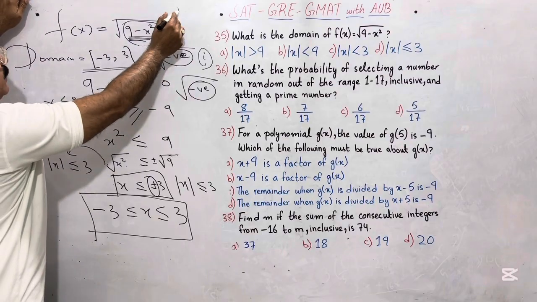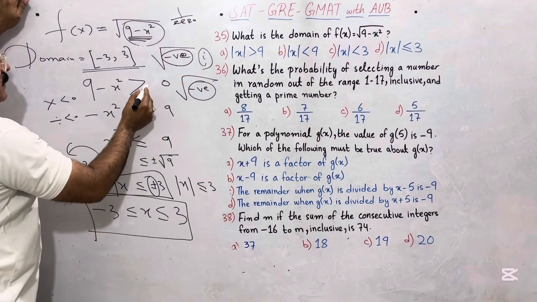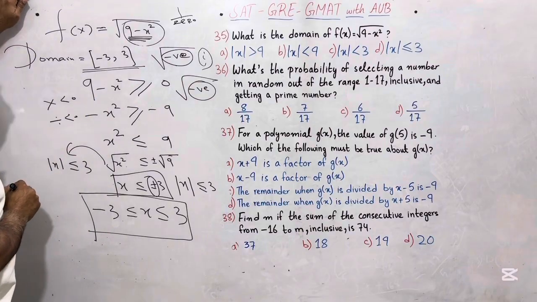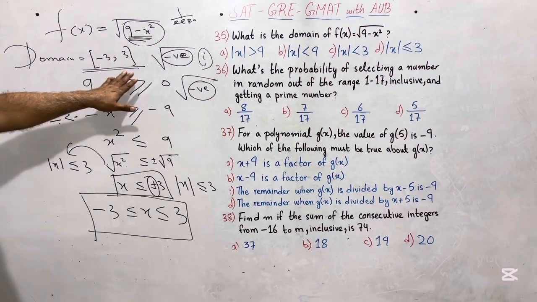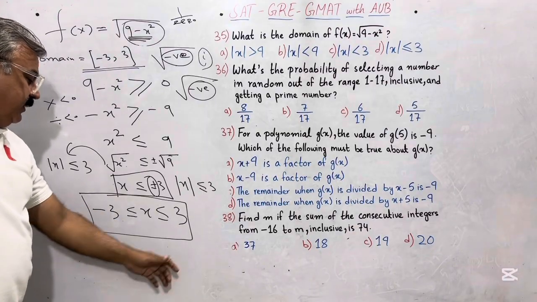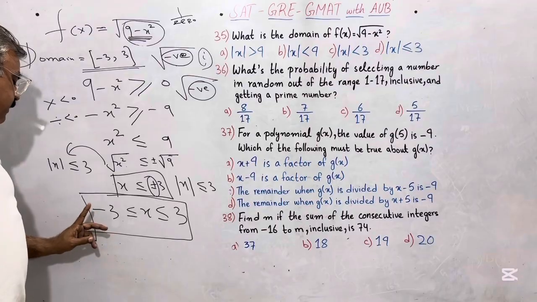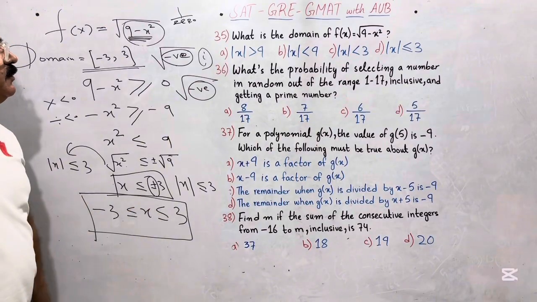Because we cannot afford 0 in the denominator. We cannot divide with 0. So, in that case, our domain is the closed interval from negative 3 to positive 3.